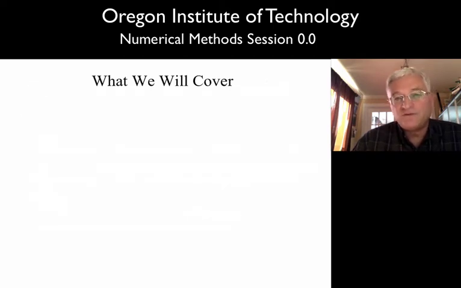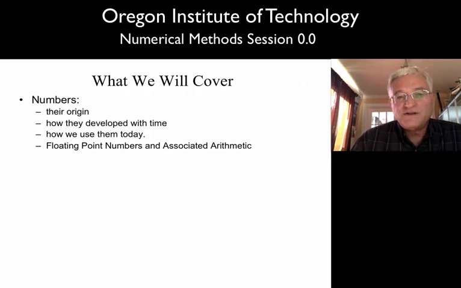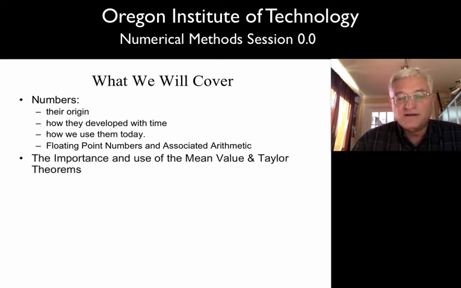So what do we cover? Well, we're going to start with numbers. You may think you know all about numbers, but you'll find that numbers have some oddities with them. We are going to look at how they developed and then how they're used in computers today. Primarily, we'll look at two formats. One is an integer format, and one is called a floating point number. More to be discussed on that later.